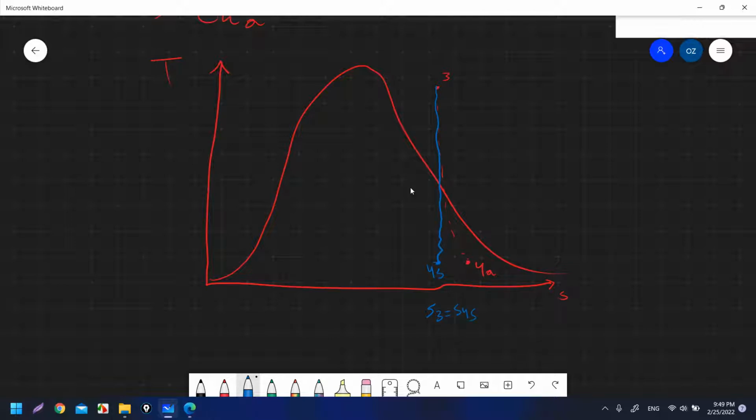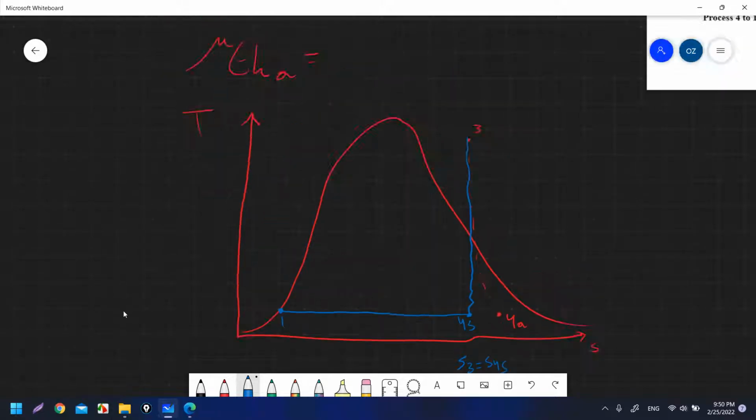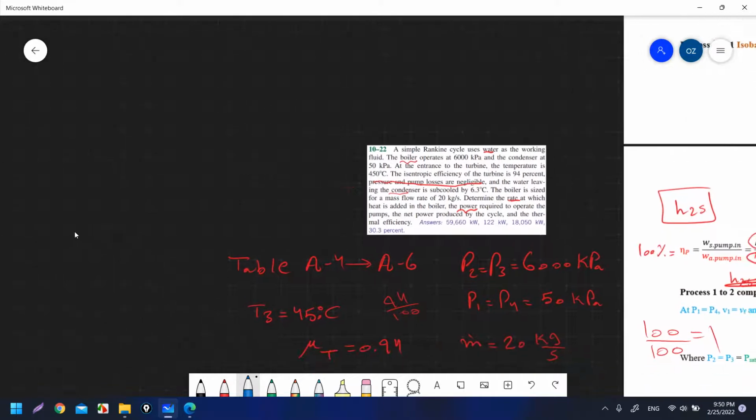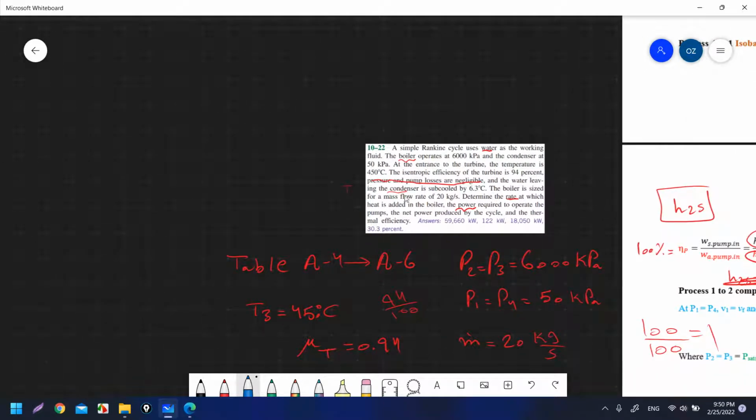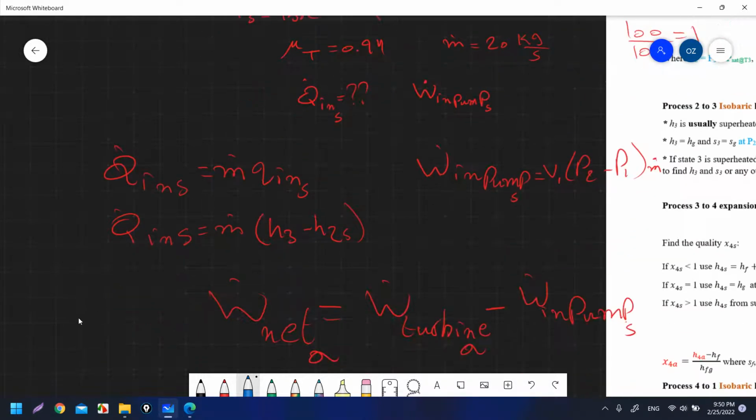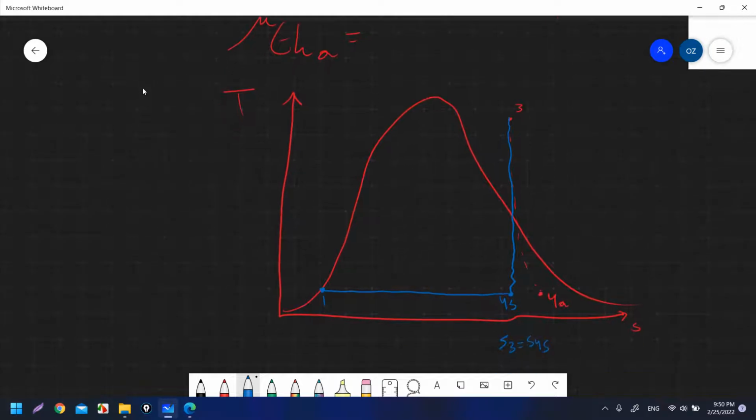And then we will go to what? Usually we go to the saturated liquid line at state 1, okay, and then we go to 2 and continue to 3. But here he said this sentence that the water leaving the condenser is subcooled by 6.3. So the water temperature, this is the water temperature here. This one is Tsat, okay.